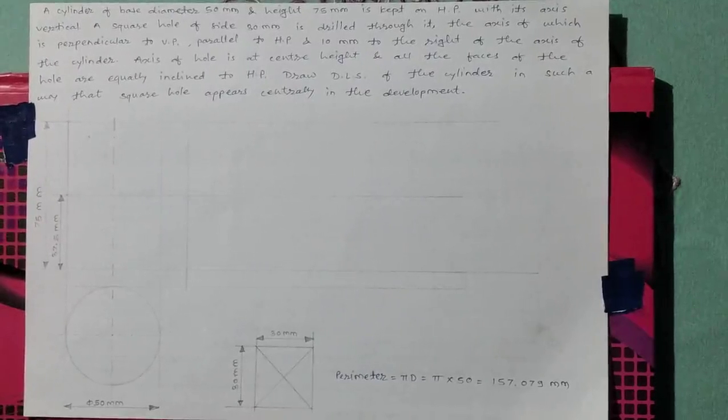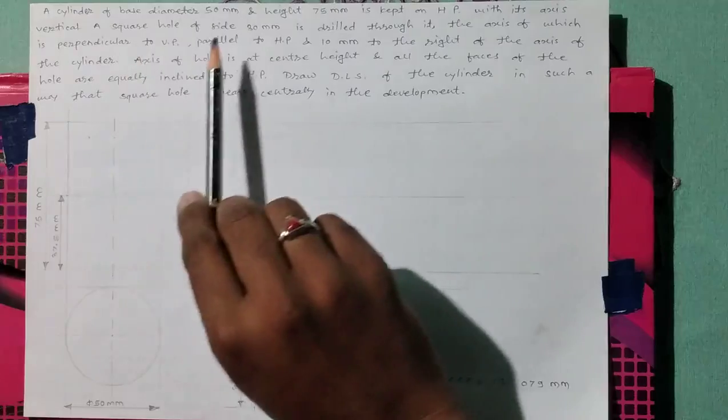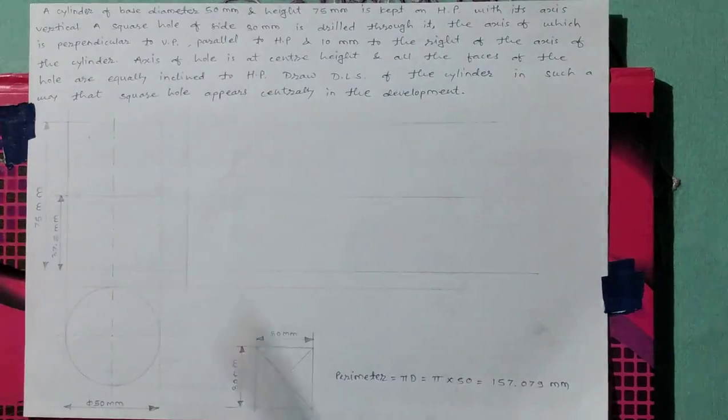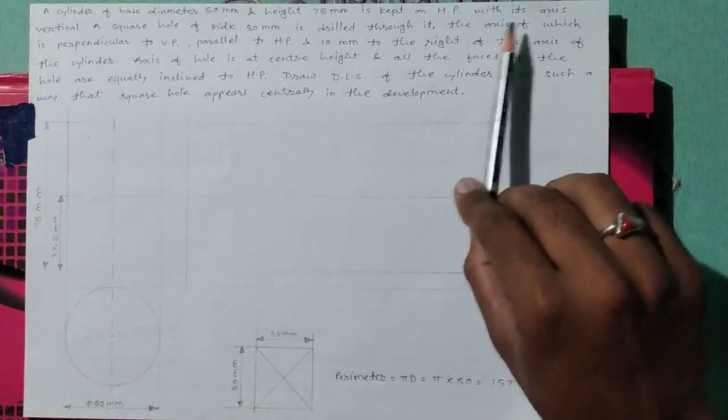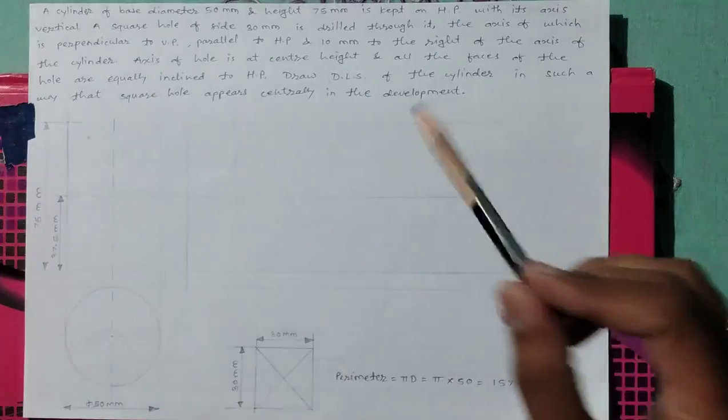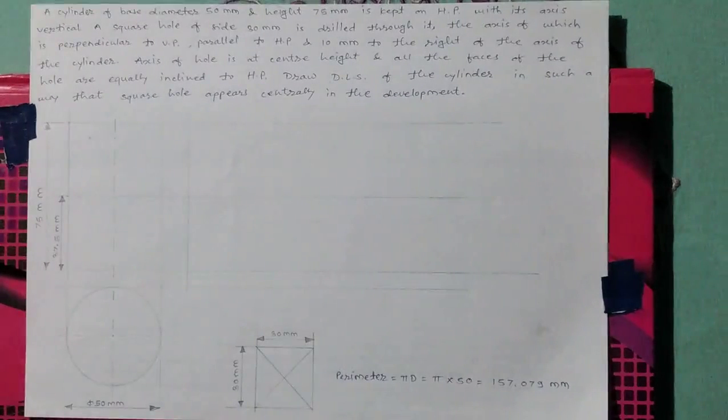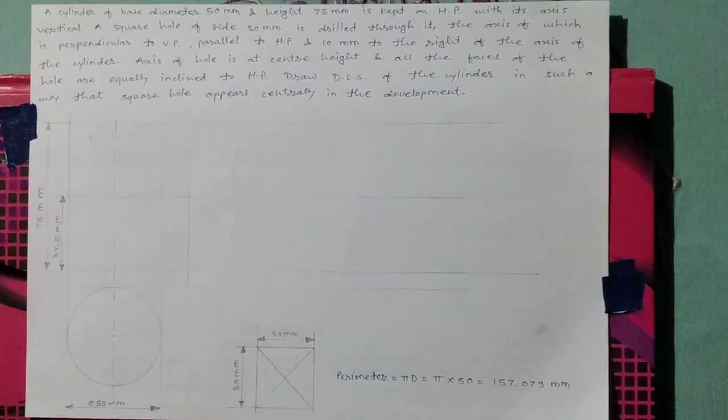Hello friends, today we will start with the problem of development. A cylinder of base diameter 50 mm and height 75 mm is kept on HP with its axis vertical. A square hole of side 30 mm is drilled through it, the axis of which is perpendicular to vertical plane, parallel to horizontal plane, and 10 mm to the right of the axis of the cylinder.